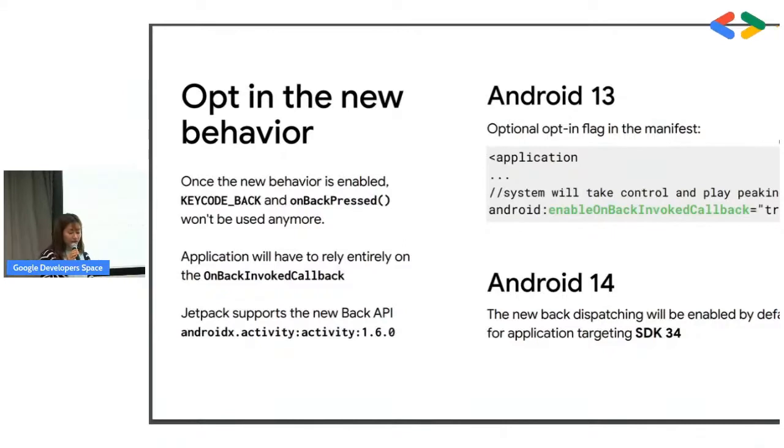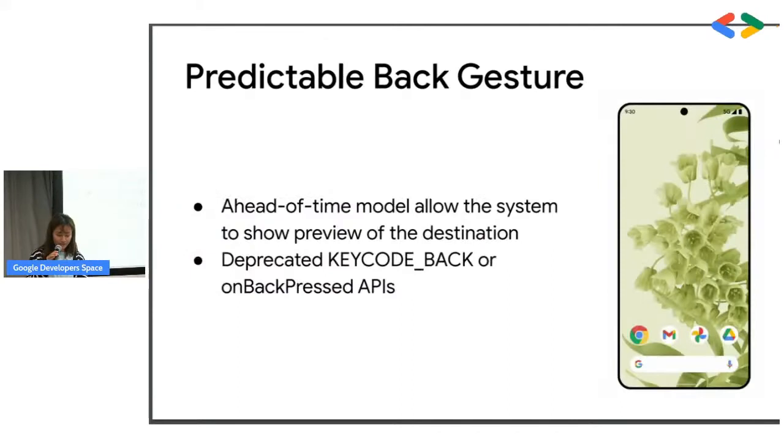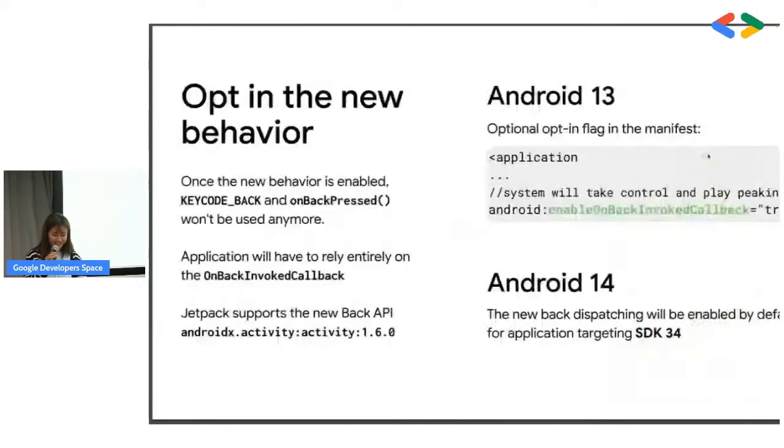With this new behavior, Jetpack supports the new back API. Starting from AndroidX Activity 1.6.0, you can invoke the OnBackInvokedCallback for your custom navigation gesture. You can declare enableOnBackInvokedCallback, and then the system will take over and play the sneak peek animation like here. Oh, sorry, this one is not working. Okay, so the system will take over. And just to remind, it will be compulsory in Android 14.